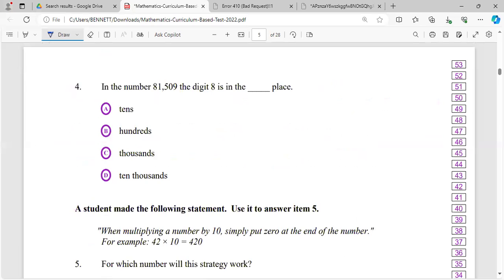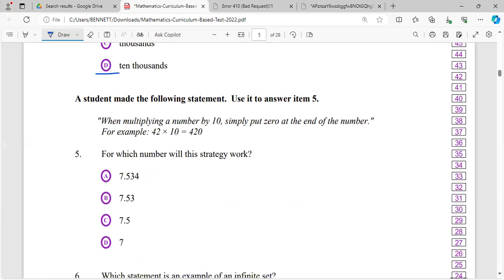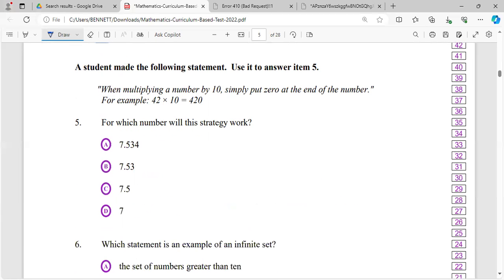Who wants to volunteer for this one? Me, sir. Alright, go ahead. In the number 81,509, the digit 8 is in the 10,000 place, sir. Alright, do we agree? I agree. Yeah, 10,000. Very good. Sir, can I do number 5? Yeah, man. I prefer when you do it, guys.